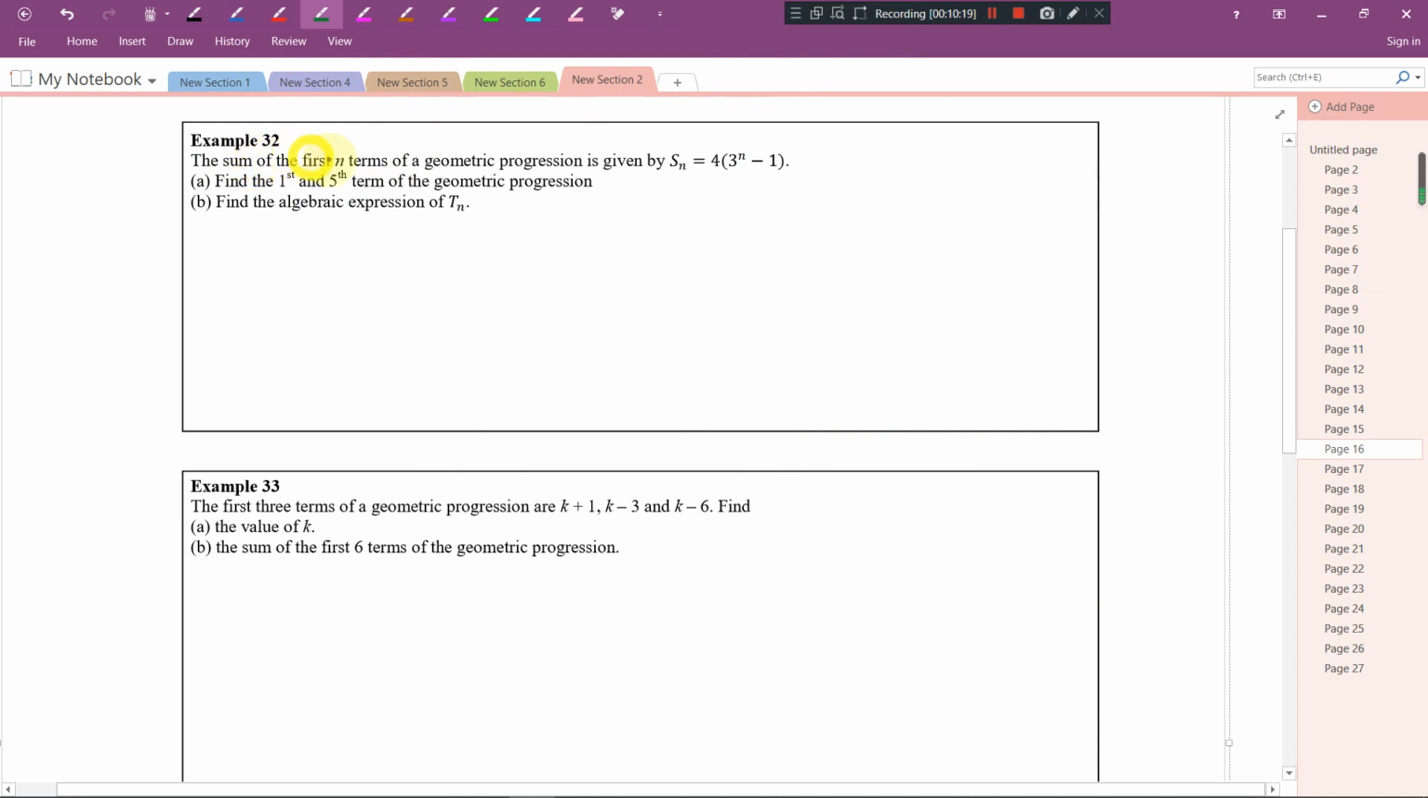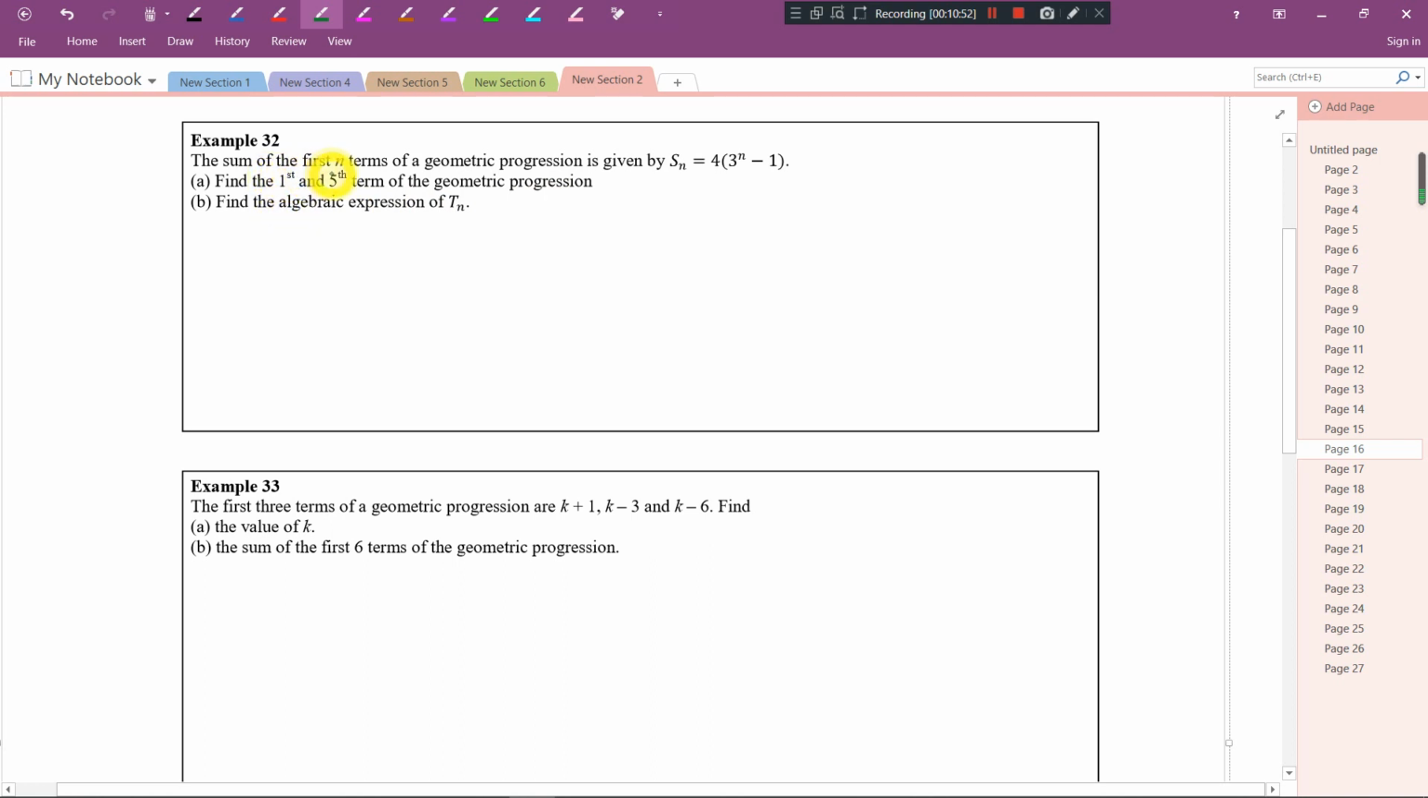The sum of the first n terms of a geometric progression is given by this. You will notice that just now we didn't have this formula, right? This formula only applies for this particular geometric progression, and the question tells us that we can use this formula to get the sum to the n term only for this particular geometric progression. Okay, Sn is equal to this.